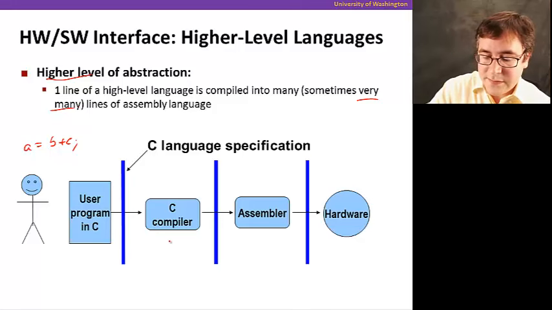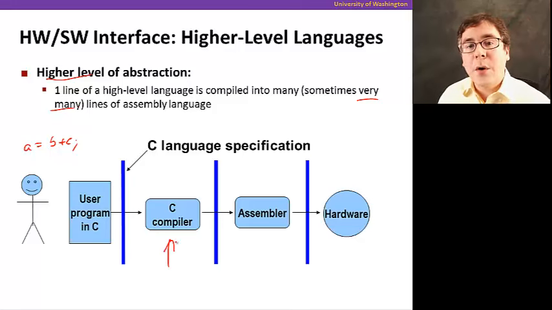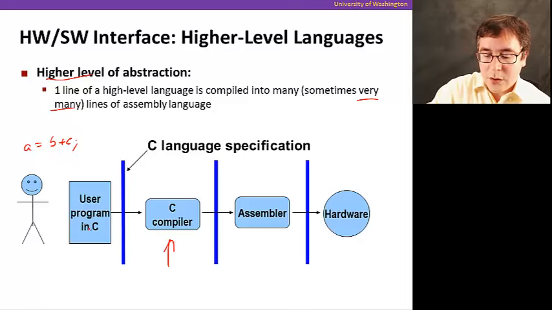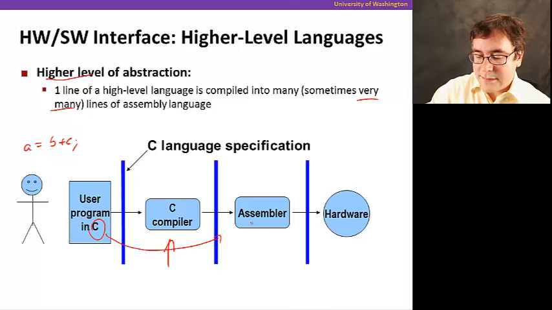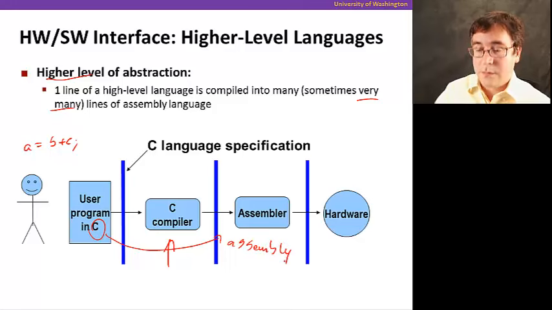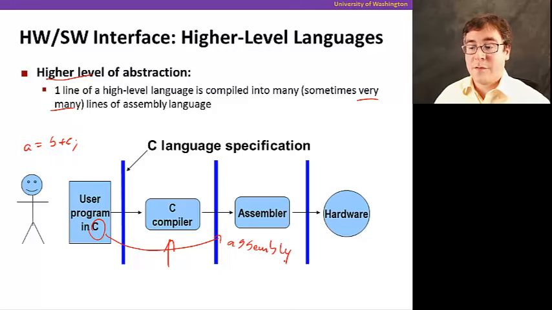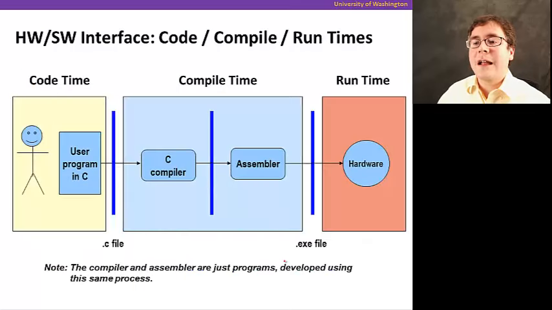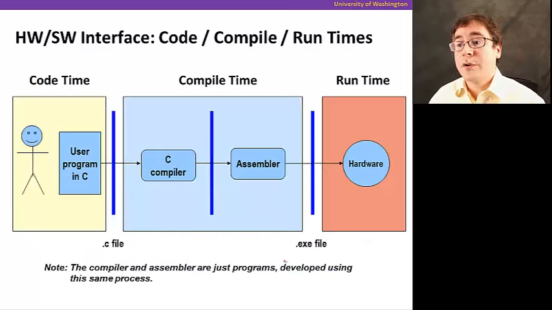Okay, so now we need yet another component in our path from the user to the hardware here, which is the C compiler. The C compiler takes C code and generates assembly code. Remember that this is assembly. And that's much higher level. That means humans are much more productive at writing code for that. So now, let's look at the entire lifetime of a computer program.